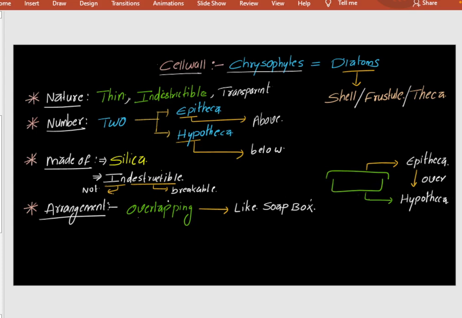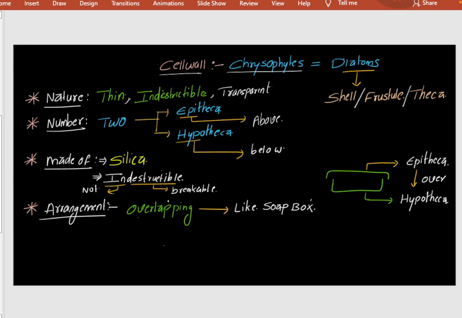Epitheca over hypotheca. Epi is over hypo. Two are there, made up of what? Silica embedded. Actually, cellulose will also be there in this. Along with cellulose, silica is embedded in the cell wall. Because of this reason only, it is indestructible, not breakable.